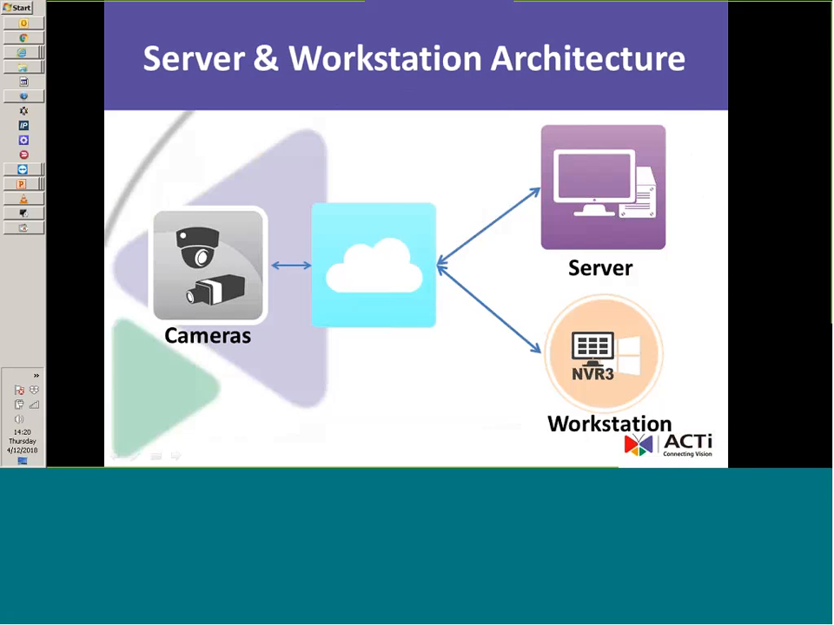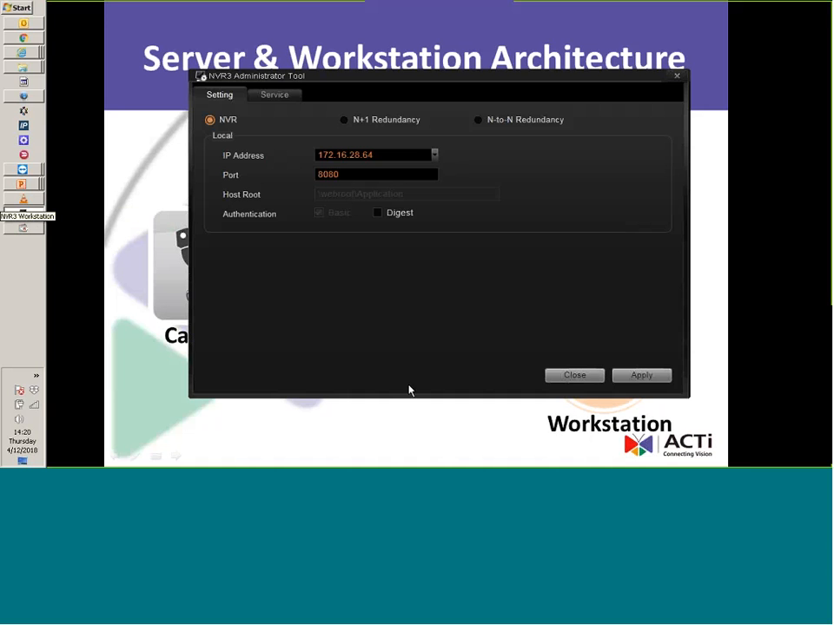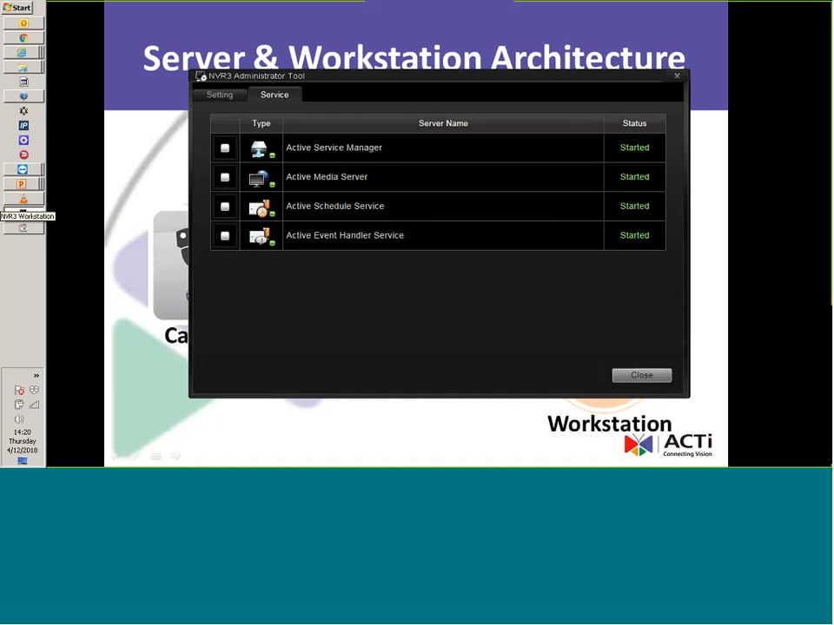Now, the NVR has two main components, the server and the workstation. The server is the one that is going to run all the services. In this case, I'm going to show you this. This is my server, and here is where all the services and the report of the status of the server are. Each of these services has a different function. For example, the last one, the event handle service, is going to report every single event and how I'm going to handle the event. Let's say that I have a camera that is going to record just at night. This is the service that is going to handle this configuration.